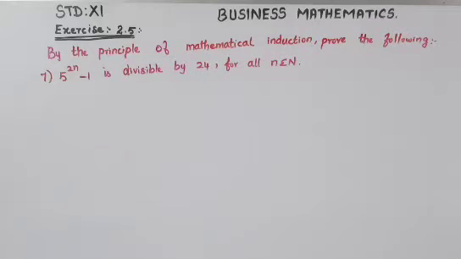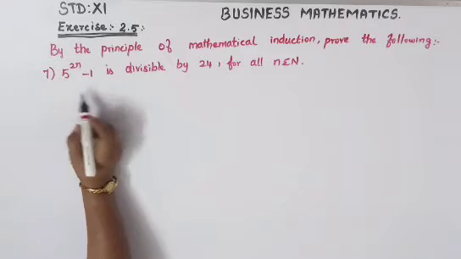Standard 11th Business Mathematics Exercise 2.5. By the principle of mathematical induction, prove the following. 7th question. 5 power 2n minus 1 is divisible by 24 for all n belongs to capital N. Let's declare the question as P of n.